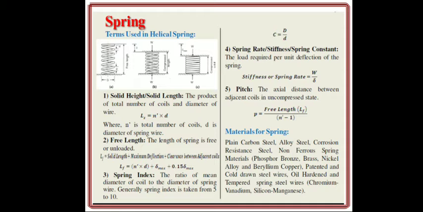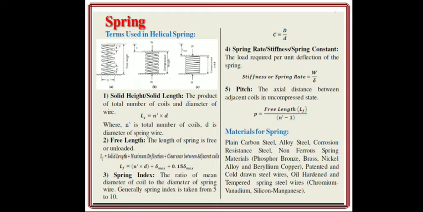And the last, the fifth term, the axial distance between adjacent coils in the uncompressed state, denoted by P, where P is equal to free length divided by N dash minus 1, where N dash is nothing but the total number of coils. So you can find out P, that is pitch. Pitch is nothing but the distance between two adjacent coils, that is free length upon N dash minus 1.